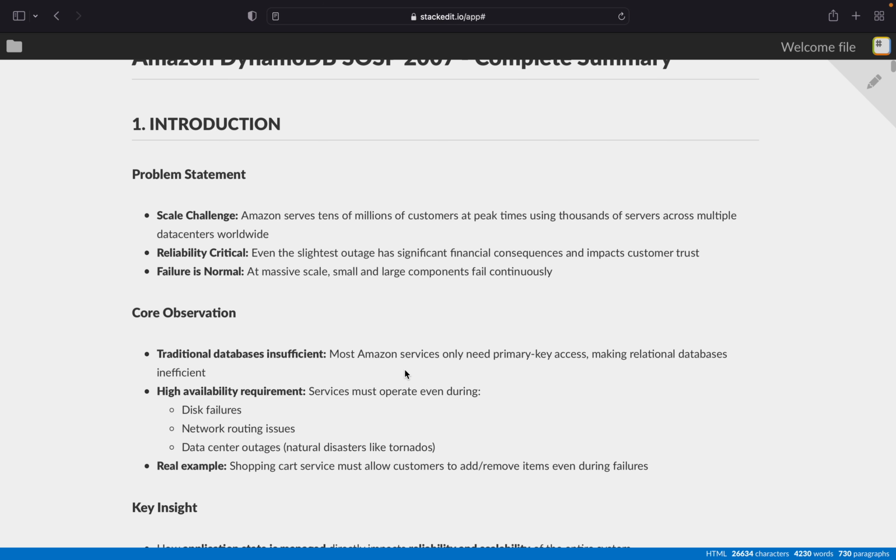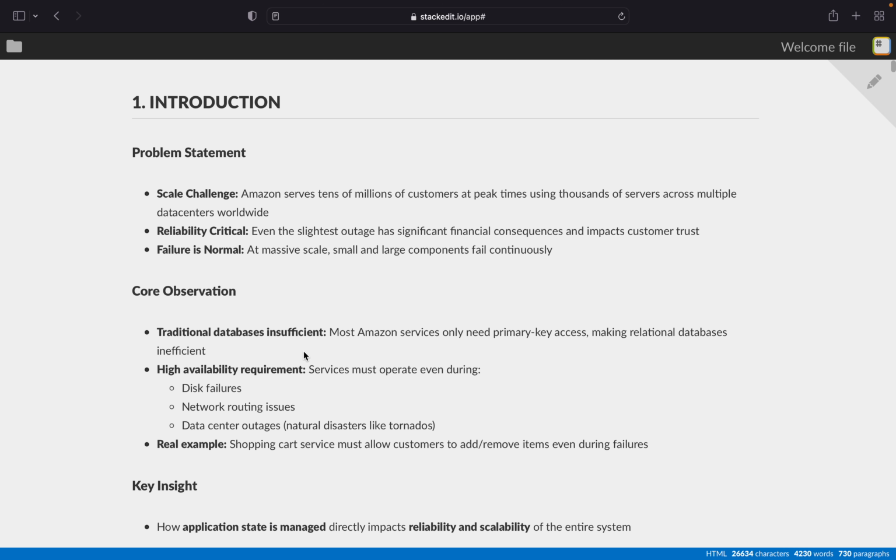So the introduction talks about the overall picture after Dynamo was developed and what challenges they faced. Here it was seen that disk failures were very common, network routing issues were there, and data center outages were also very normal.